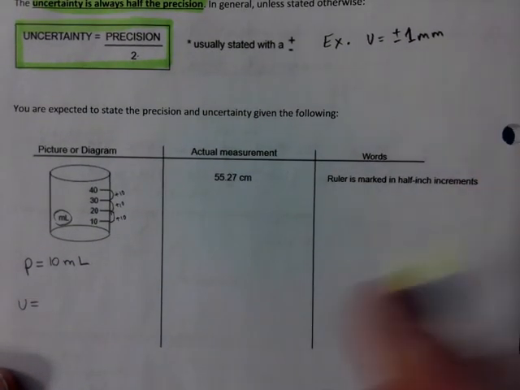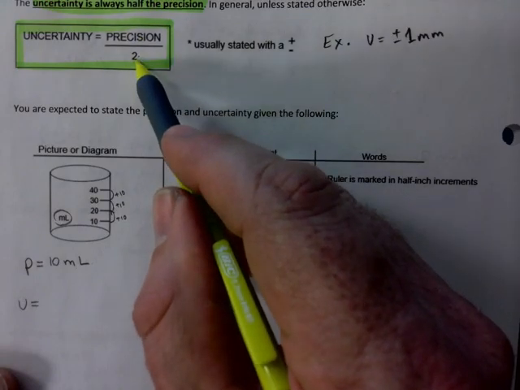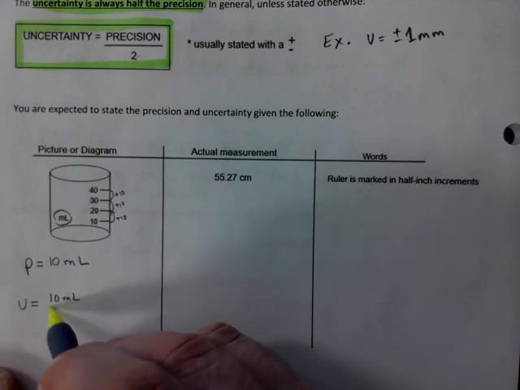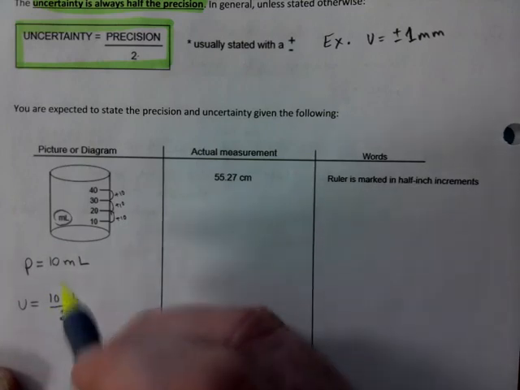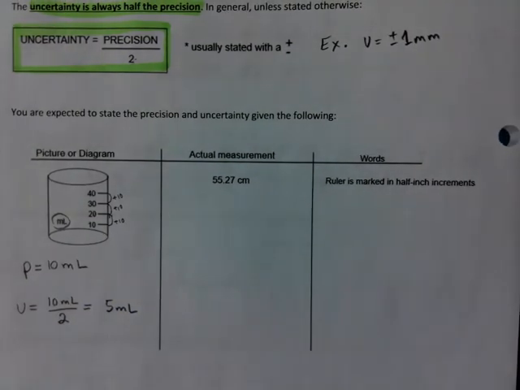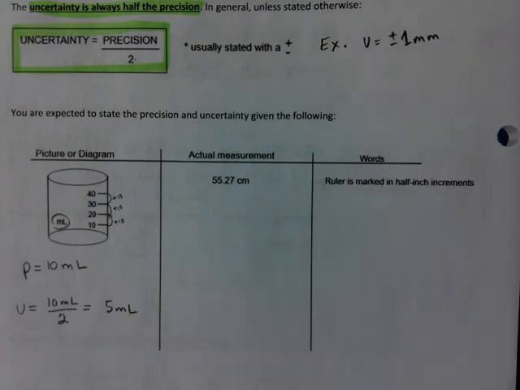I could give you some money here, but I won't. What do we do? We take precision, we divide it in half. So in this case, it's 10. Slice it in half, divide it by 2, and you get 5 milliliters. So there you have 1 mark for each, 1 for this, 1 for this on the exam. Just like that. It's based on the picture here.